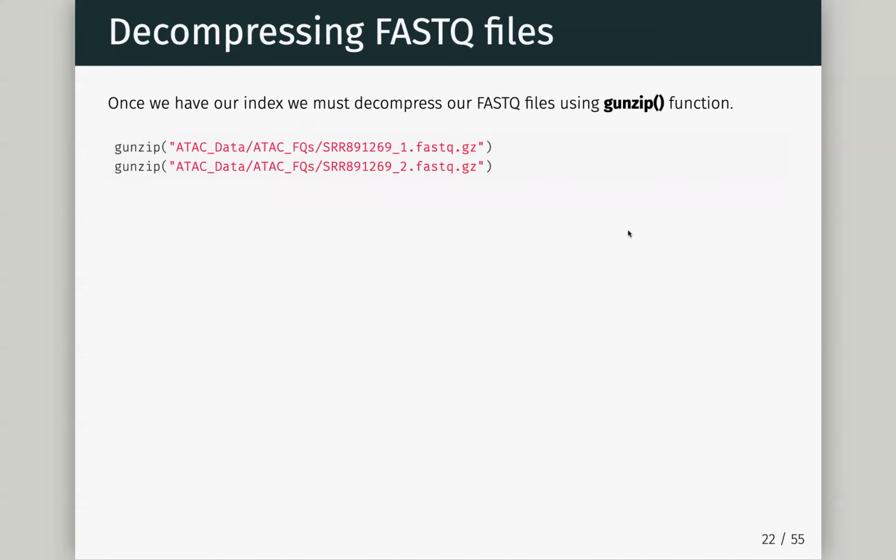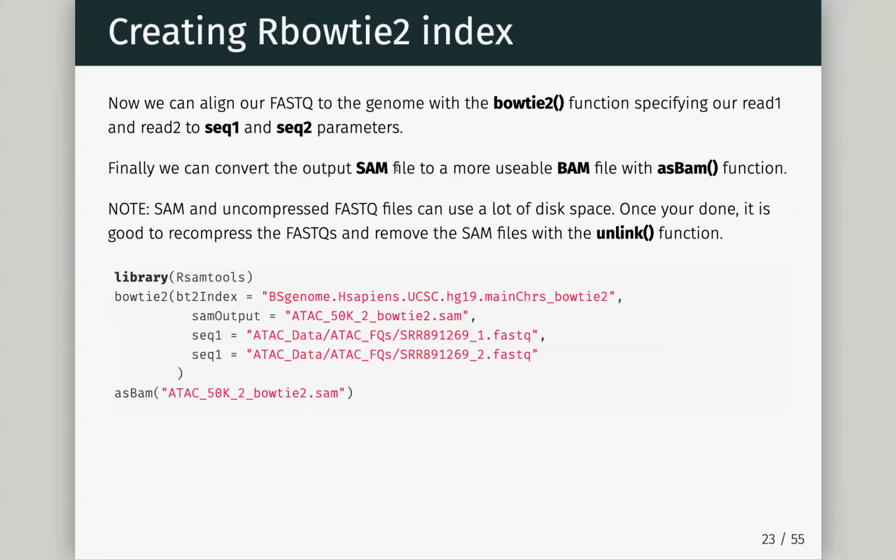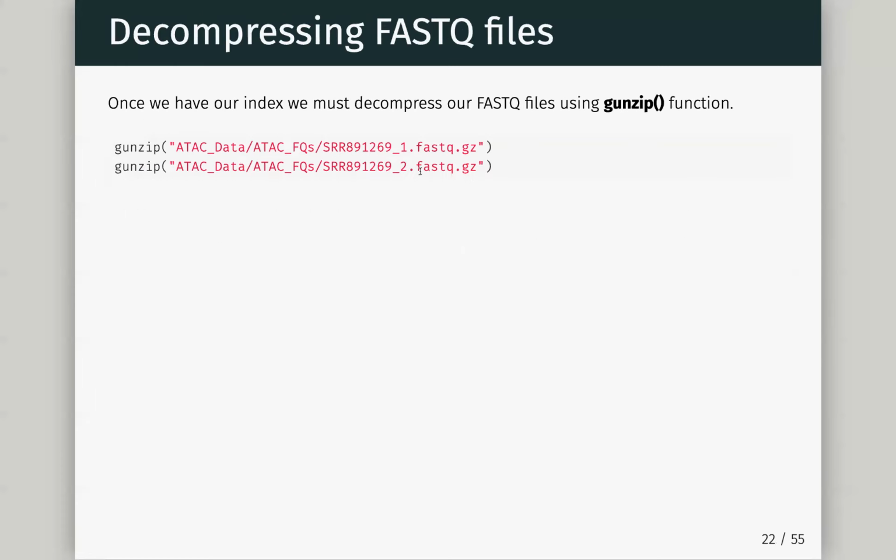And then if I want to do an alignment, the pain with Bowtie 2 in R is that I need to unzip the FASTQ files. It doesn't take the zipped files, so I use the gunzip function, which will just unzip a file to just the FASTQ. And then if I wanted to use this aligner, I will use the Bowtie 2 function, provide the index, provide the SAM output. So it's going to make a SAM file rather than a BAM file. And then I will provide the links to the two FASTQ files I just unzipped in this step.